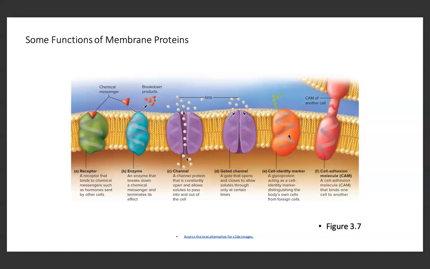Other transmembrane proteins serve as cell identity markers because of the presence of a glycoprotein, a sugar protein molecule that acts like a flag. And then there are transmembrane proteins that are responsible for keeping cells together. We have pictured here a cell adhesion molecule, often abbreviated CAM. We can see how this is just half of the bigger cell adhesion molecule. It is anchoring these two cells to one another.